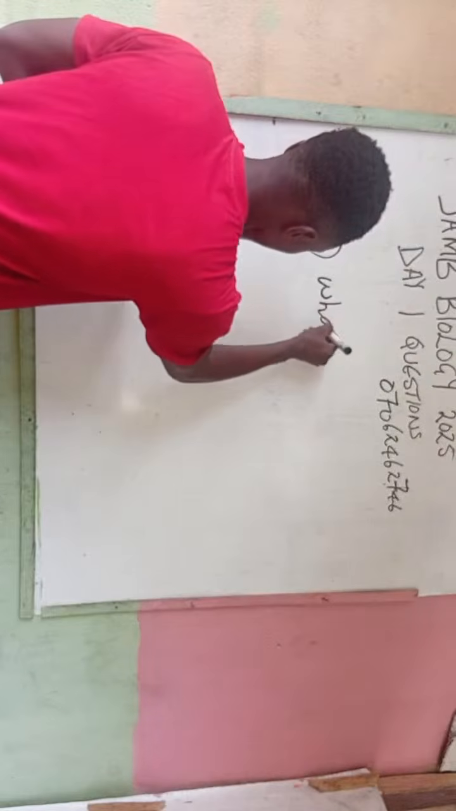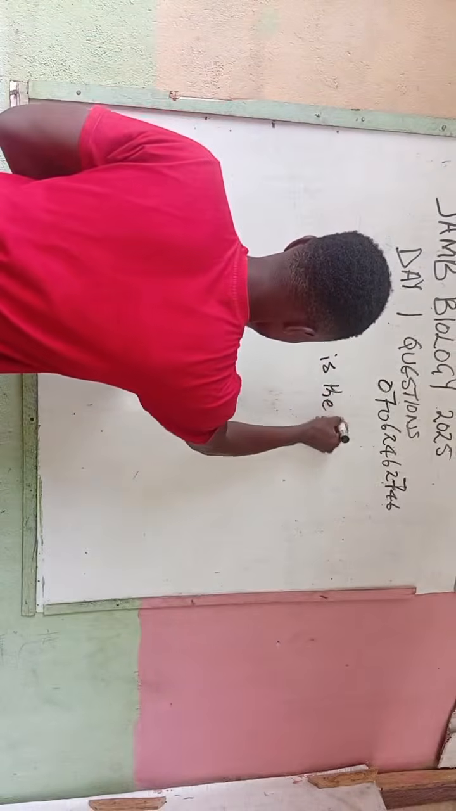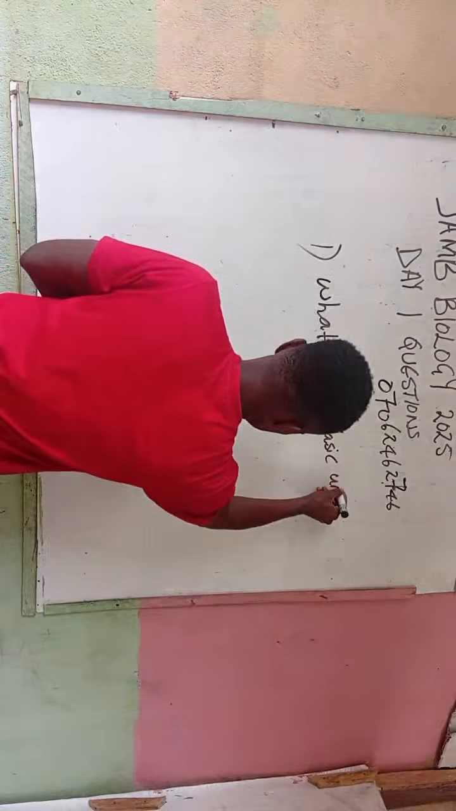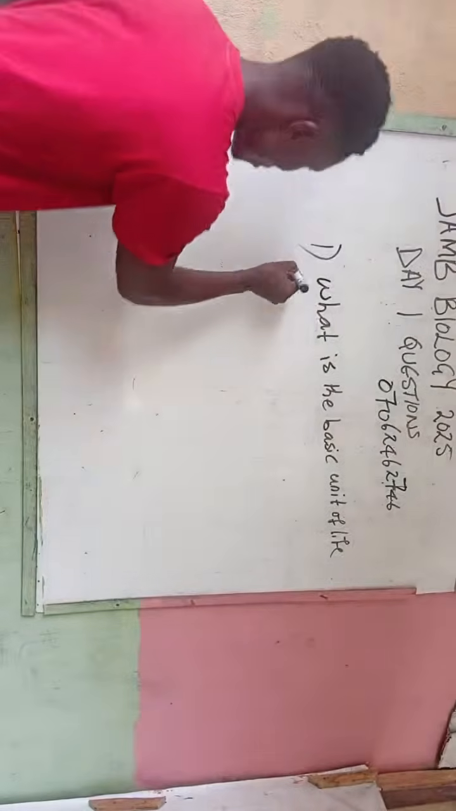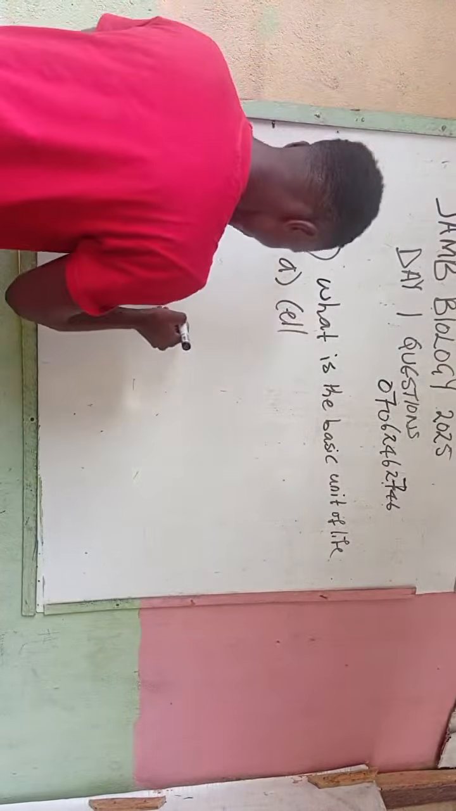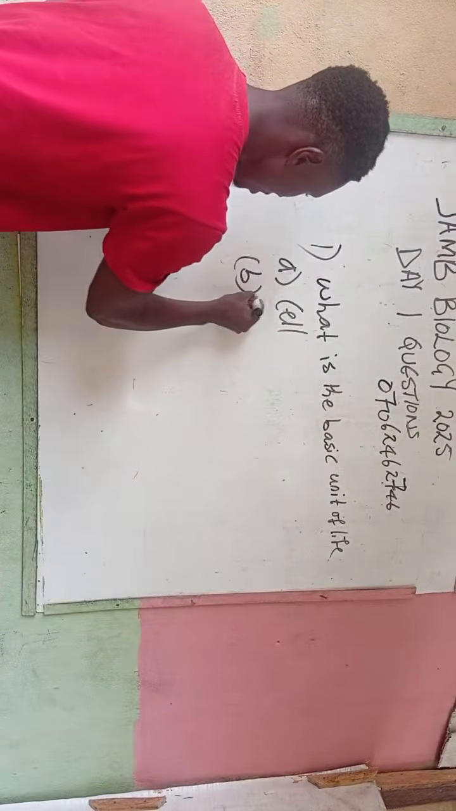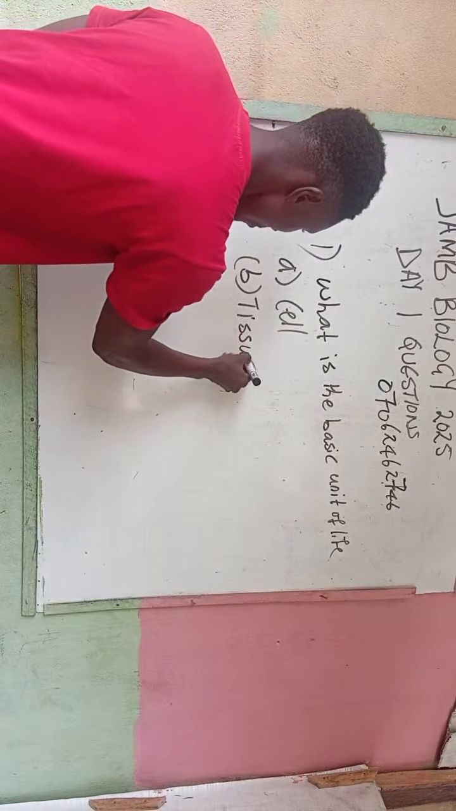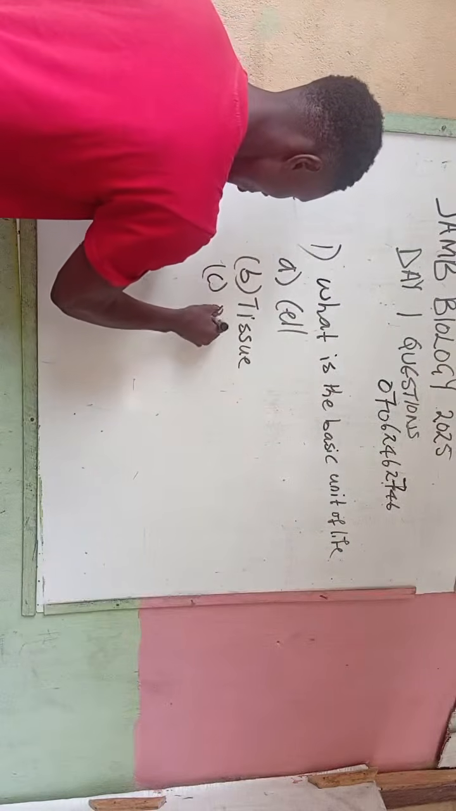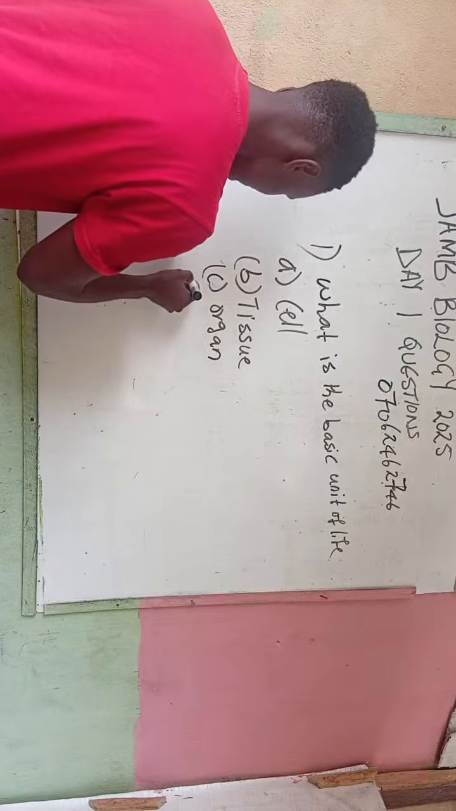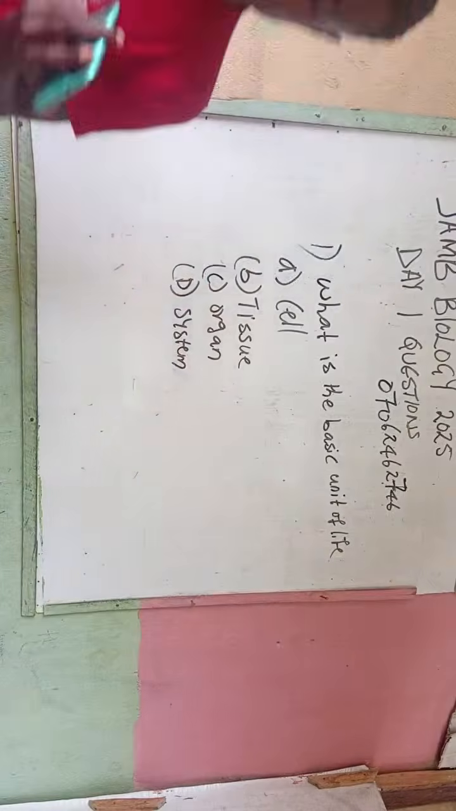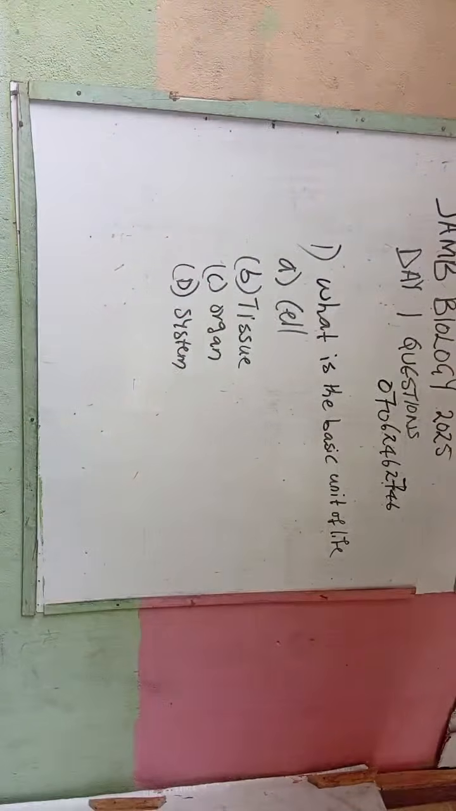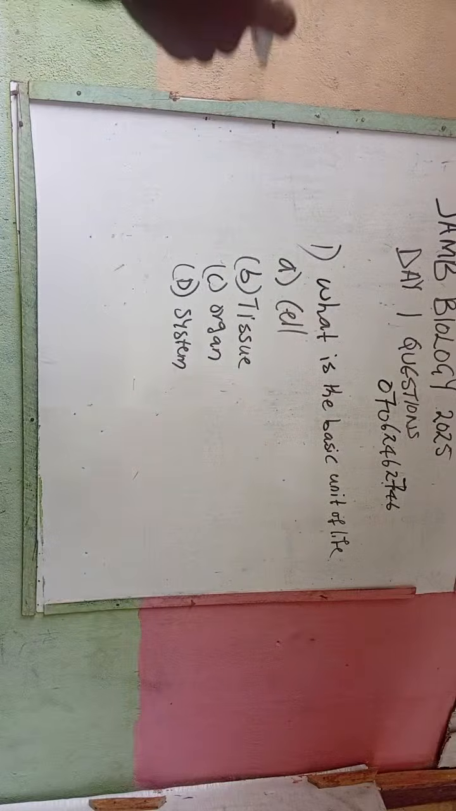So number 1 question: what is the basic unit of life? We have A, our cell. B, we have tissue. C, we have organ. And D, we have our system. Without wasting much time, we all know that the basic unit of life is the cell. The cell is the basic unit of life.